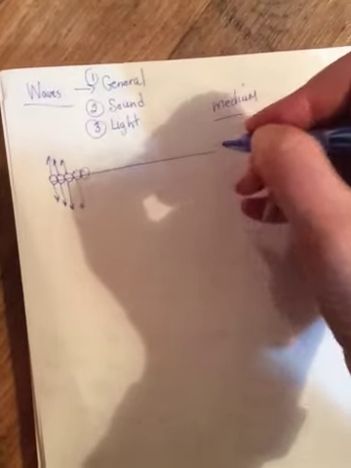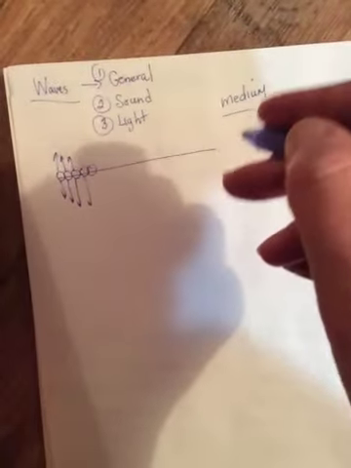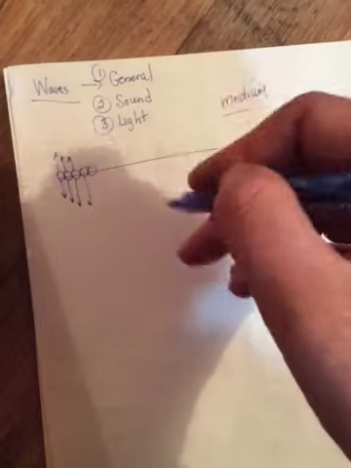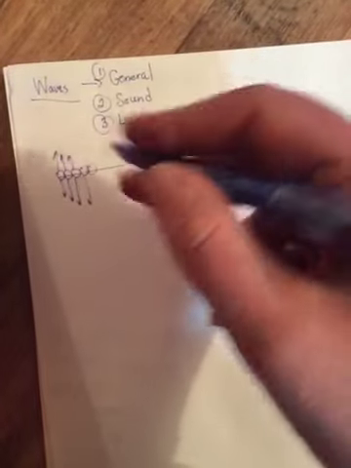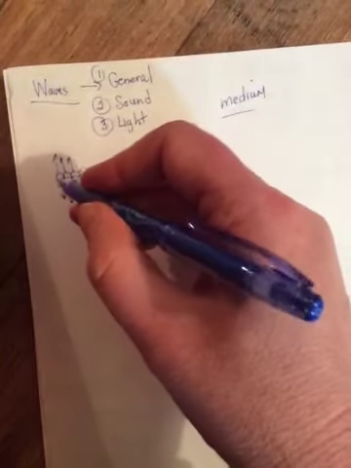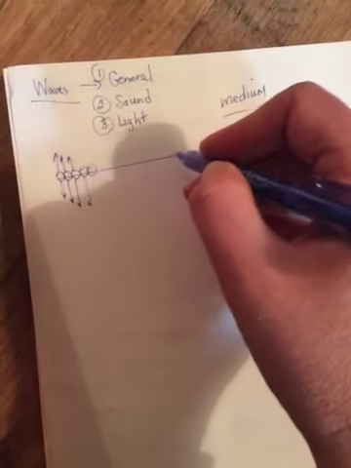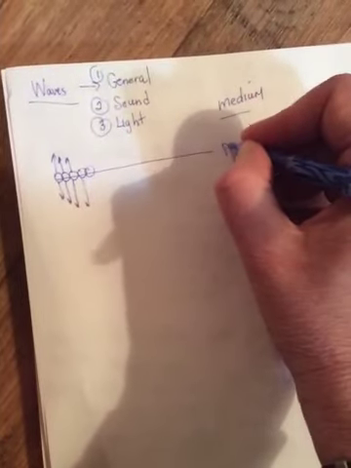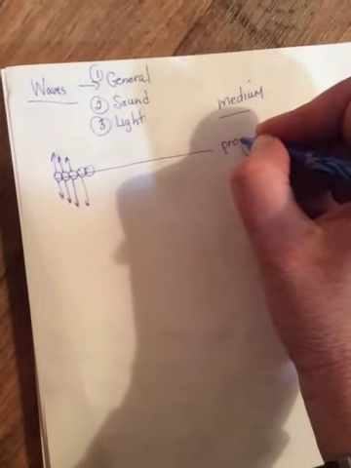Or their equilibrium position. And remember, we used that word when we were talking about the spring oscillating. The spring was really following wave motion there. Okay, so as the vibration is passed through the medium, we say that it's propagating.